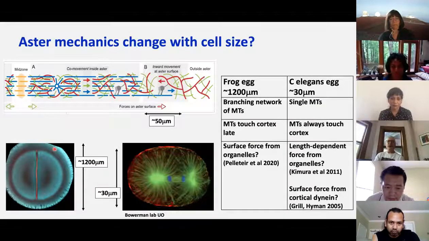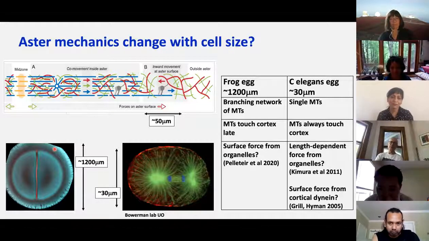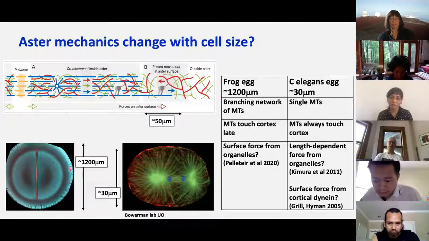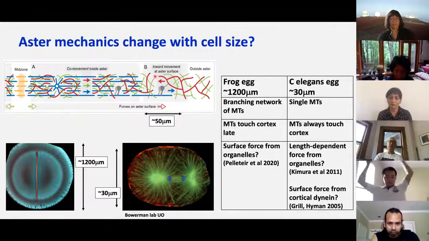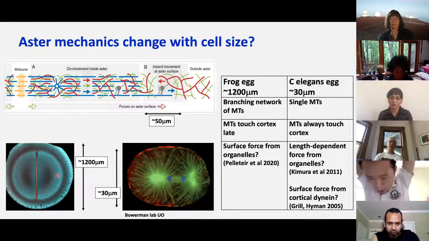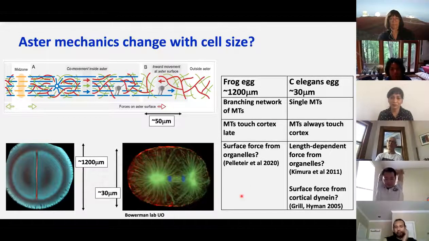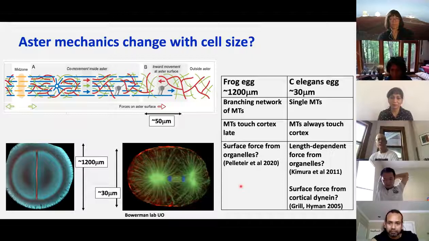And then let me just finally end here by saying, is this general? We think some of the lessons may be general, but we think the details may be very system dependent. And in particular, there may be some change in systems according to size. For example, a lot of work's been done on the C. elegans egg, which is a reasonably large cell, but it's tiny compared to a frog egg. And if you look at this surface zone where relative movement occurs, it's a small fraction of the radius of a frog egg aster, but it's the entire radius of a cell. And so we think the system can really be somewhat different in C. elegans eggs where single microtubules span the whole distance. So a lot still to do here.